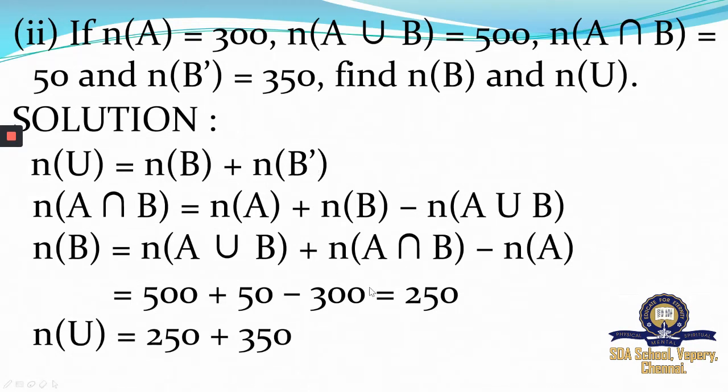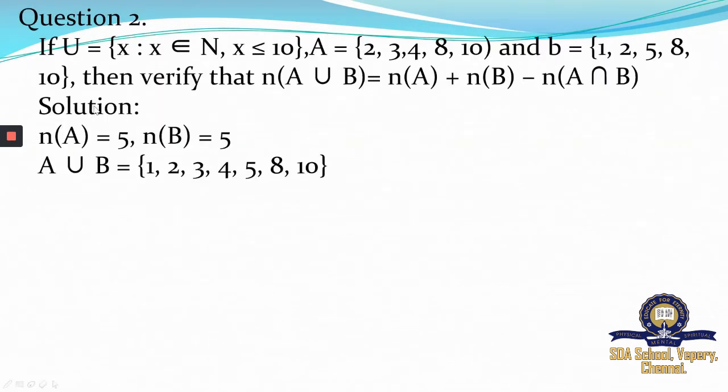Now I have my n of B as 250. Then I also have my n of B complement as 350. Now I have to merely substitute, and by adding, I get the answer as 600. Now let's move on to the next question.